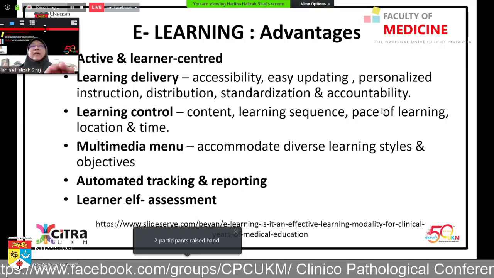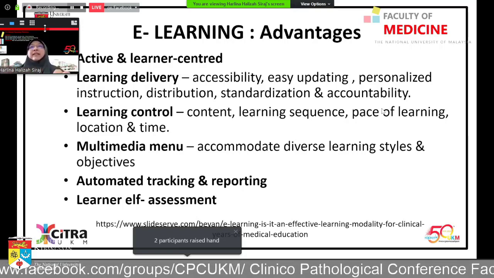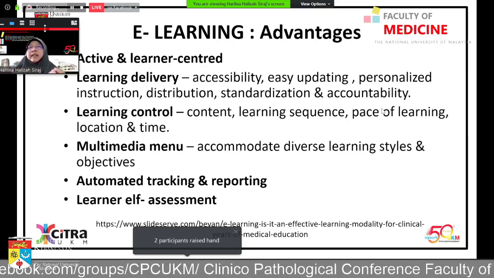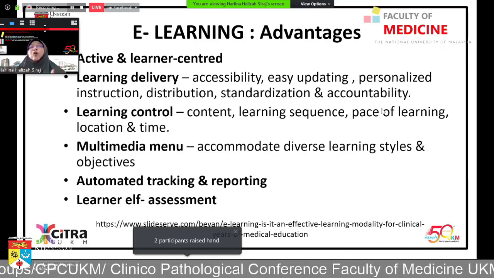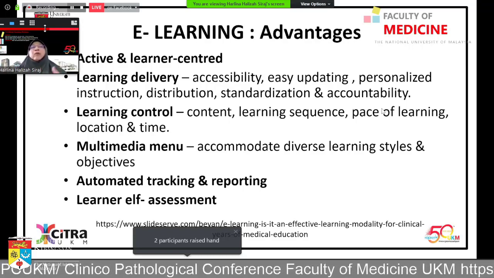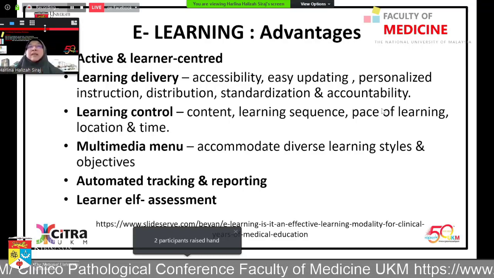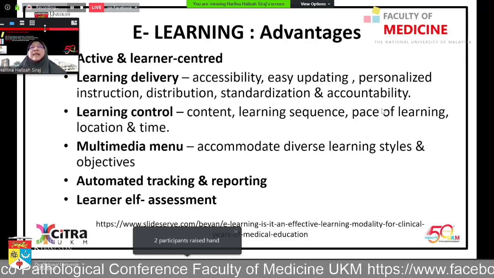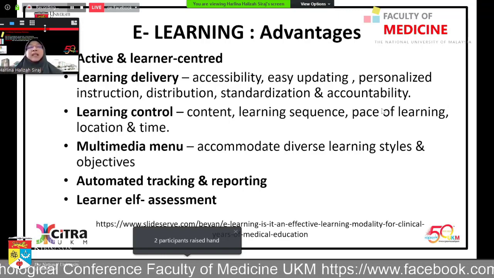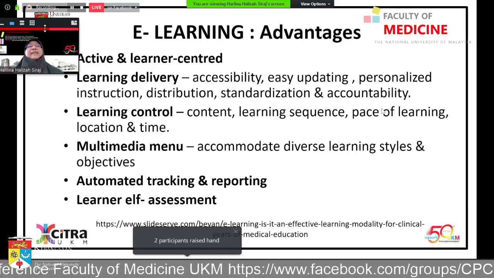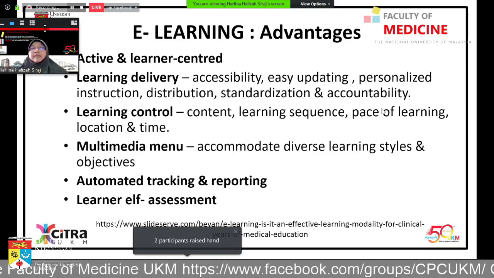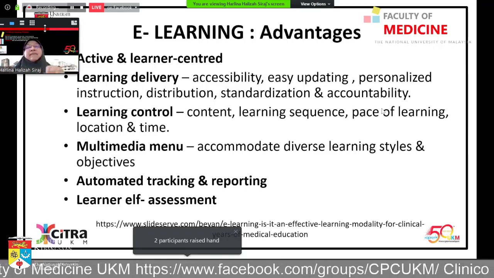So the advantages of e-learning, definitely there are a lot. It is active learning, it is learner-centered. There is a lot of learning delivery. We have a lot of control in terms of the content, the location and the time. The multimedia menu is non-exhaustive. There are a lot of diverse learning styles and objectives. And the good thing, particularly for assessment, is the automated tracking and reporting and learner self-assessment.